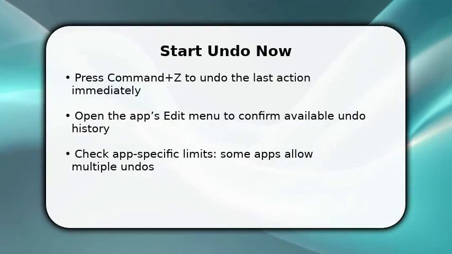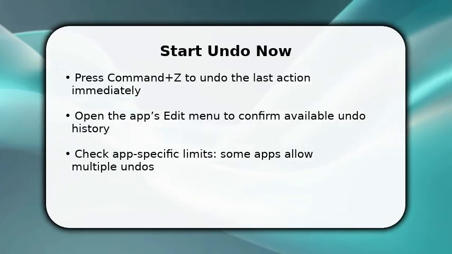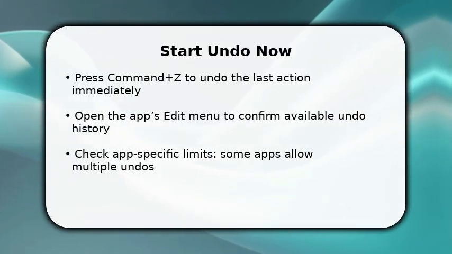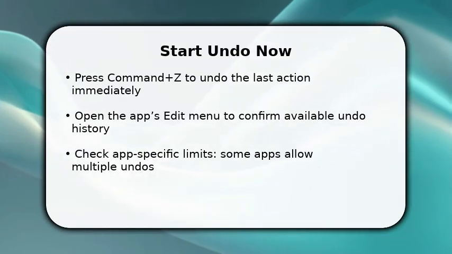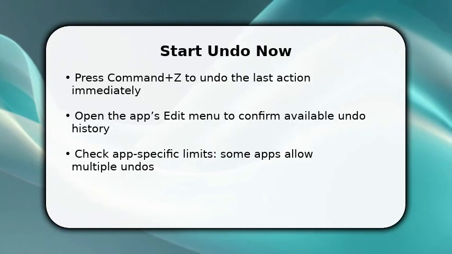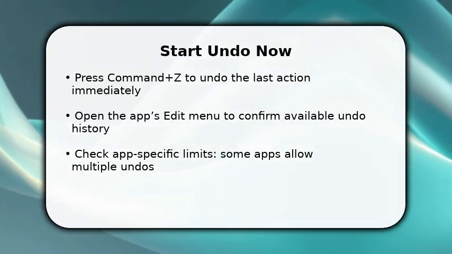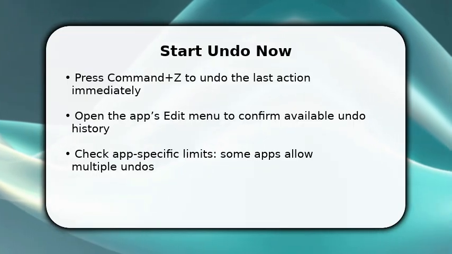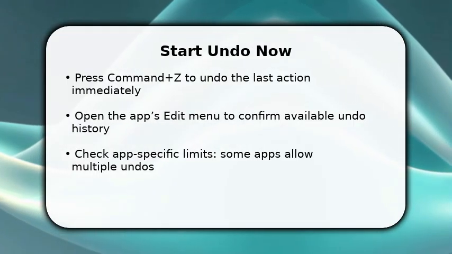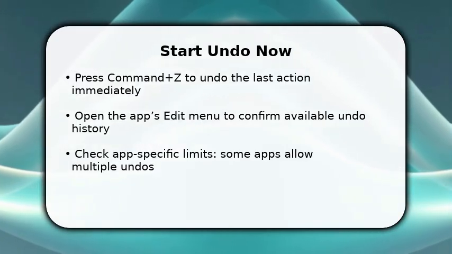You'll begin by performing the immediate undo. With the document or window active, press Command+Z once to revert the last edit. If the change doesn't reverse, open the Edit menu to see if undo is enabled and what the last action was. Once done, make sure the app supports multiple undos. Some tools limit history to a single step. These first actions establish whether you can keep reversing or need a different recovery approach.